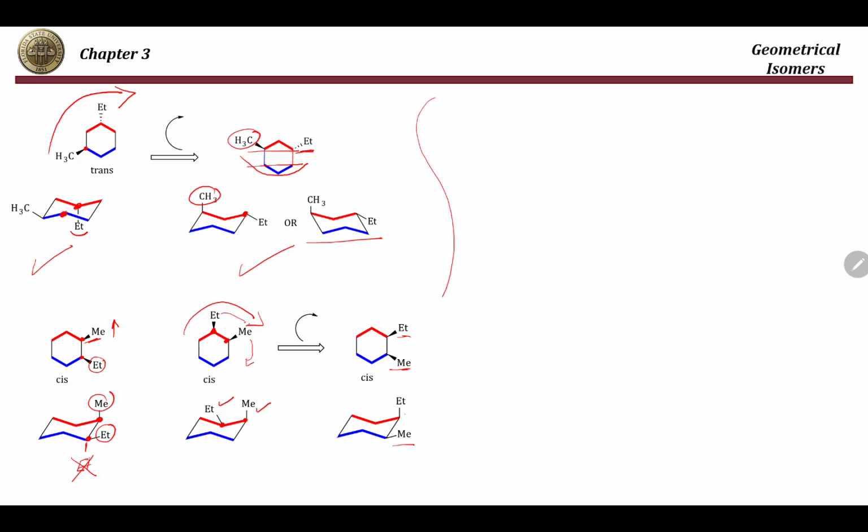In the last part of this video, I will again go back to the topic of the relationship between different structures, constitutional, structural, and conformational, or geometrical. So let's say we have this compound, which is A, we have another compound, which is B, and then we have compound C.